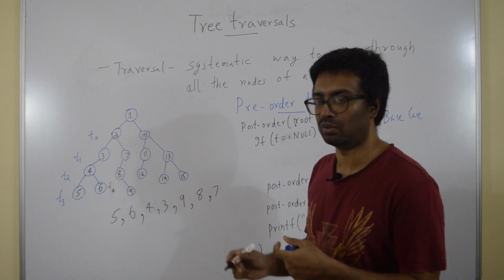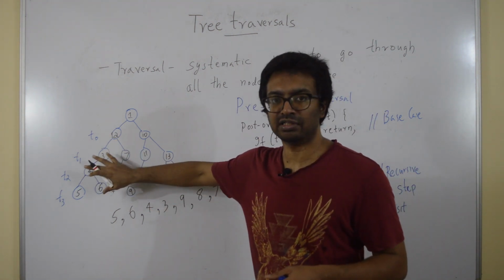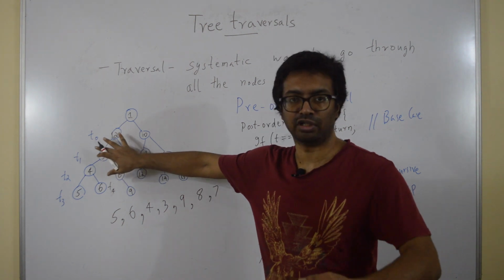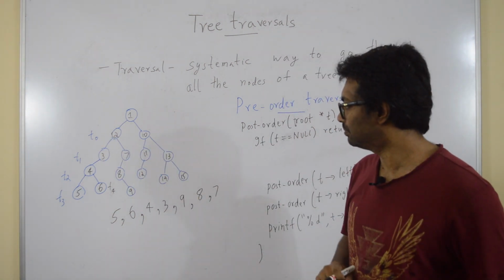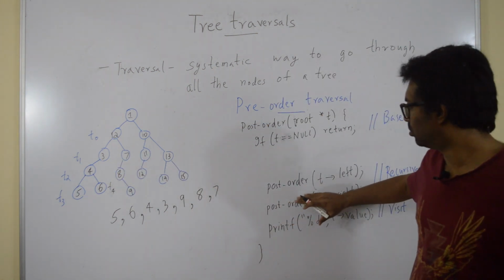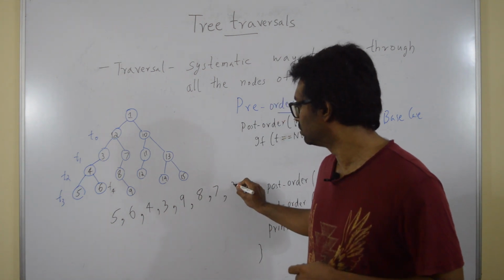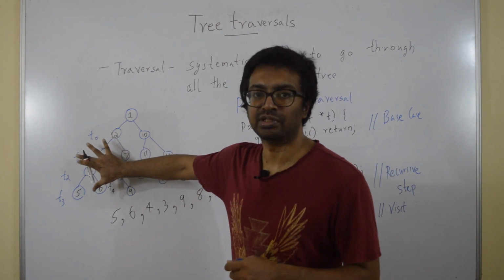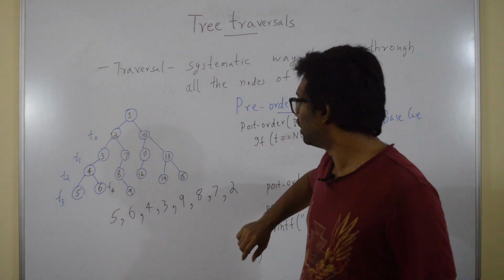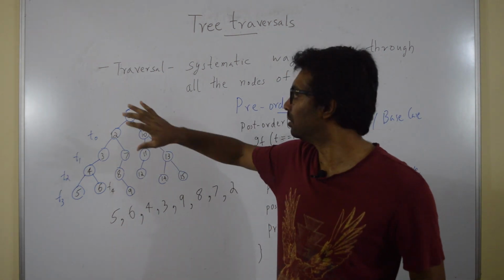I visit that node. So now the entire left and right of 2, or the node T0, is done. Okay, so once both left and right are done, I am supposed to print the value. So I print 2. Now this entire left tree of root is done. I go to the right of 1.